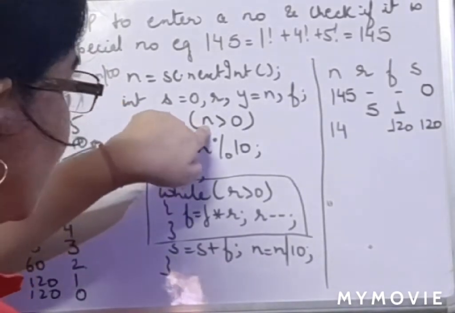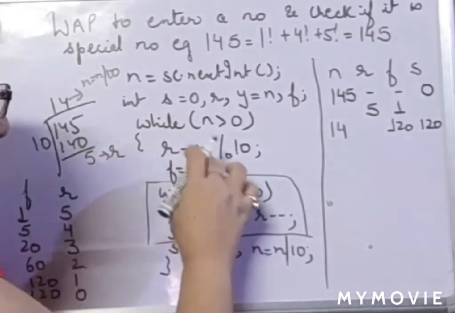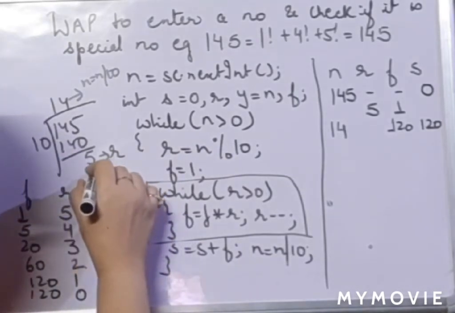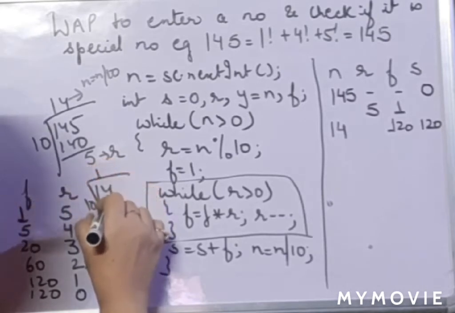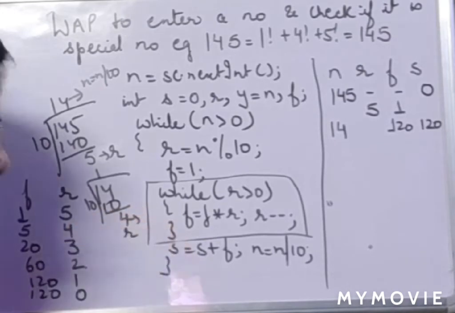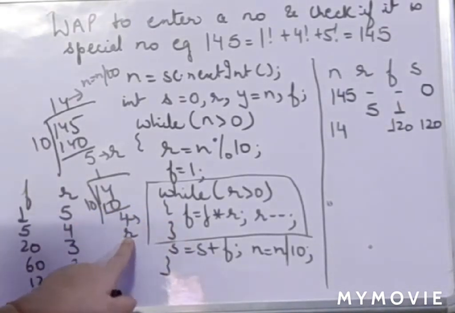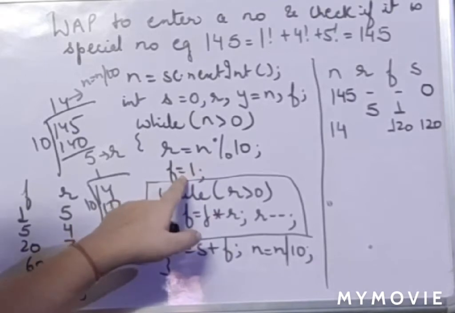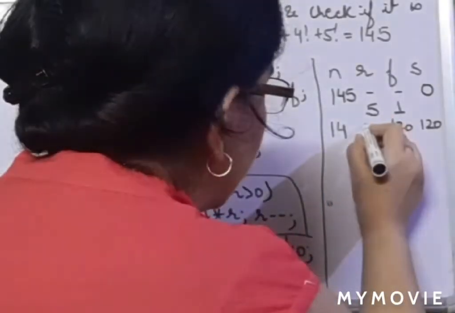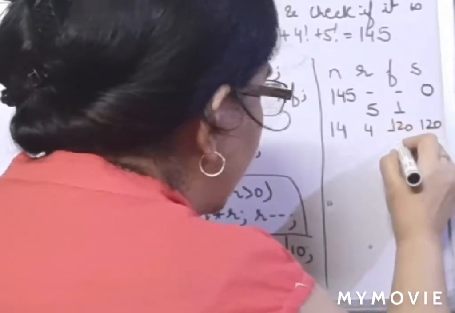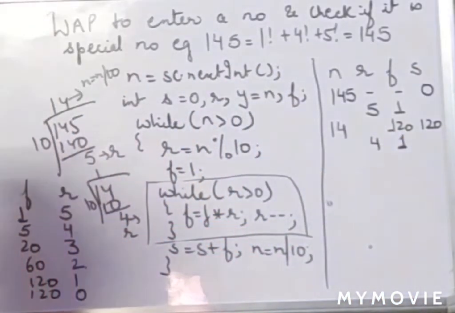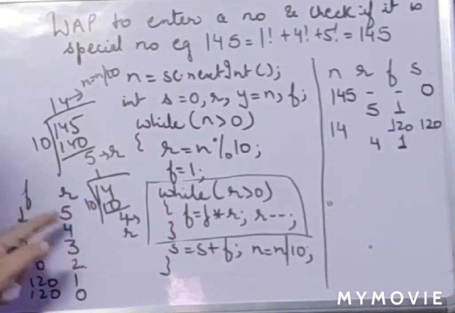In the outer loop, 14 is greater than 0. Now 14 you are going to divide by 10. 10 ones are 10, and you get here 4 as a remainder. So the value of r has become 4. f will be re-initialized to 1. The value of r that I have got here is 4, and f will be re-initialized to 1. Then again we are going to multiply here.